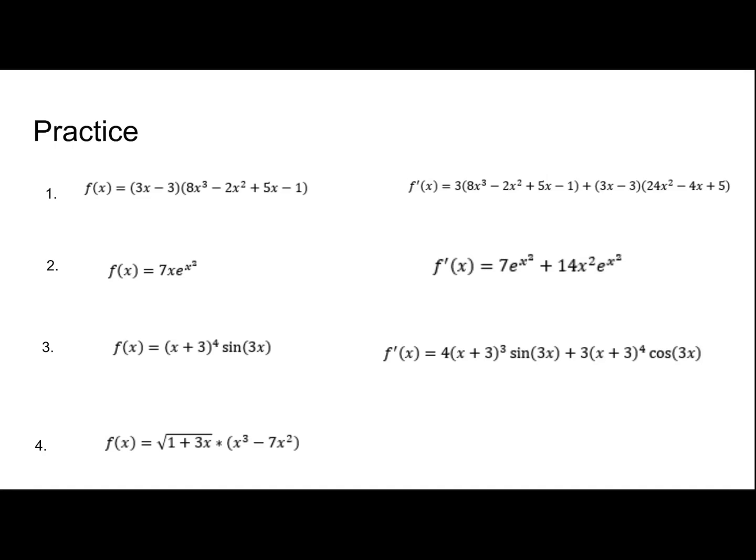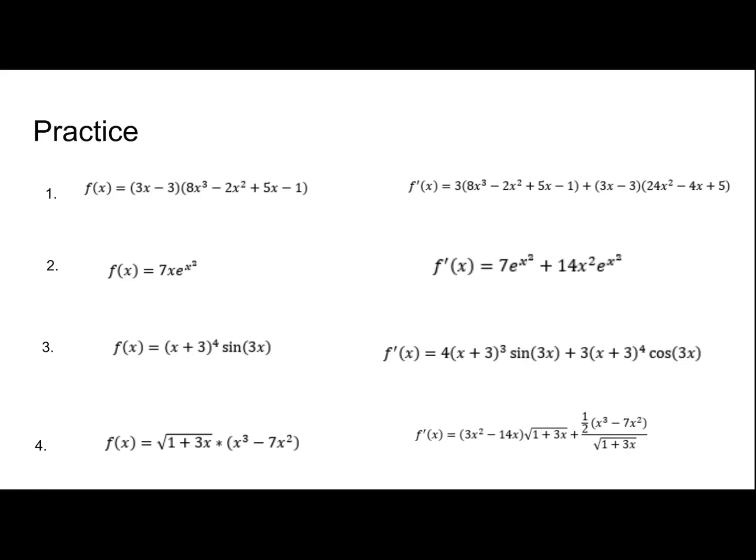So once you have both of these derivatives, you can actually not necessarily cross multiply, but you can combine the two parts, and you should get that f dash of x equals (3x squared minus 14x) times the square root of 1 plus 3x plus 1/2 of (x cubed minus 7x squared) over the square root of 1 plus 3x.